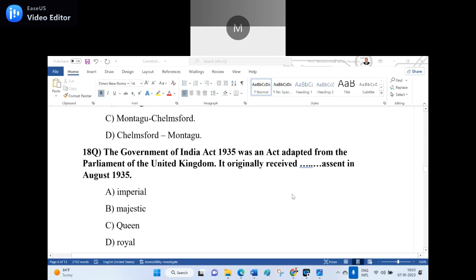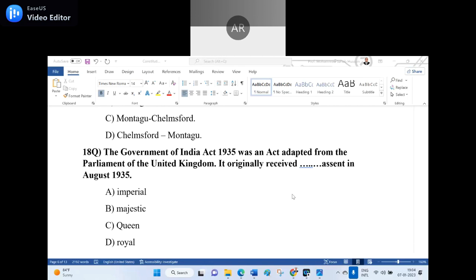Anyone can unmute and read? When one reads, another should stop. Read once again. The Government of India Act 1935 was an act adopted from the Parliament of the United Kingdom. It originally received dash assent in August 1935. A, Imperial. B, Majestic. C, Queen. D, Royal.